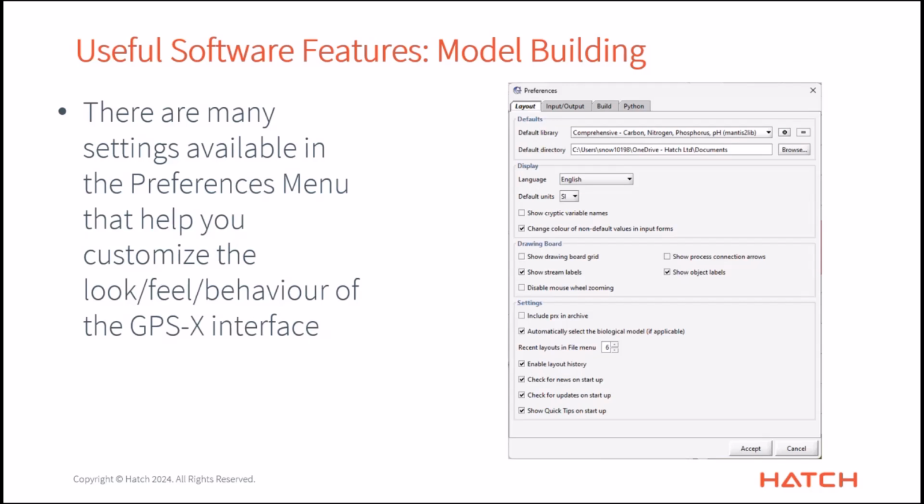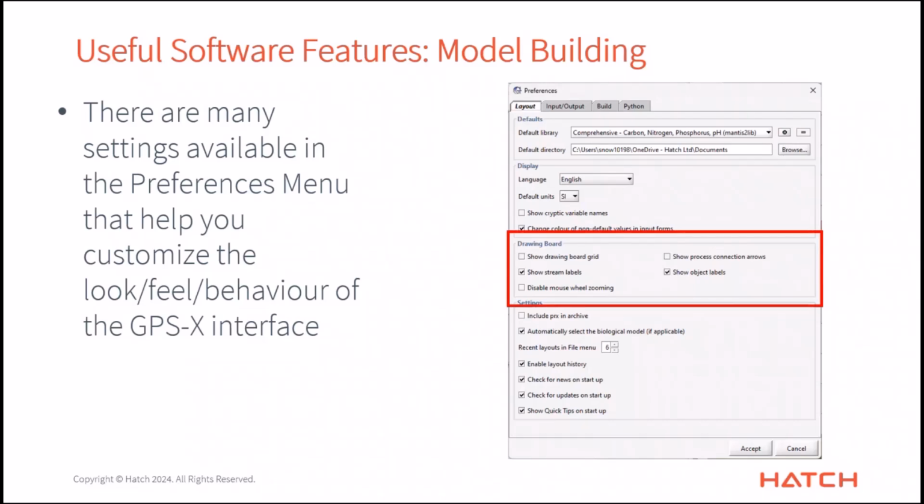we have a number of settings that are there to help you customize the look and feel and behavior of the GPSX interface. Sometimes these features might be really useful to you, particularly if you're new to the software. Other times you're like, okay, I don't need that anymore, I would like to turn that off. Many of those features are available to you here in this preferences menu. So I'm going to start by talking about the behavior of the drawing board and these settings in the middle of this menu.